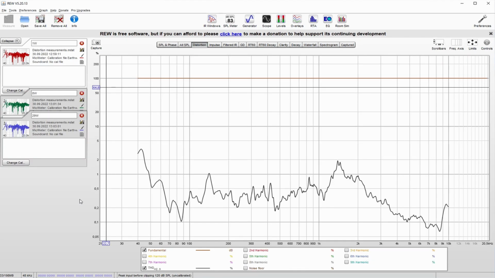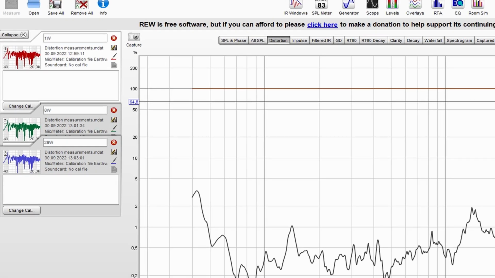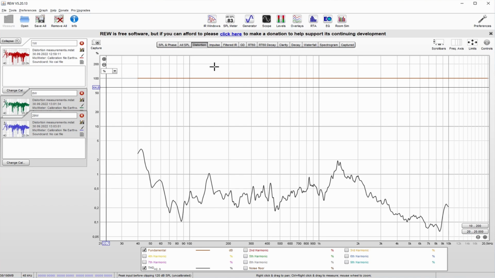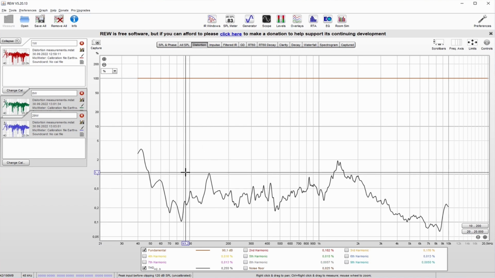So these are our three measurements. The power indicated by the meters are 1 watt, the first measurement, the second one is 8 watts, and the third one is 29 watts. So if you look at the distortion graphs, we want to make sure that the distortion is below 1%. Some people think that under 2% is just fine, meaning that it's not hearable.